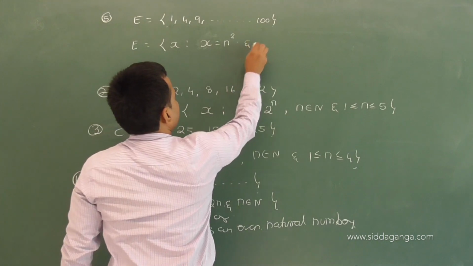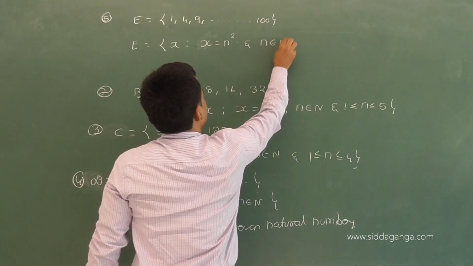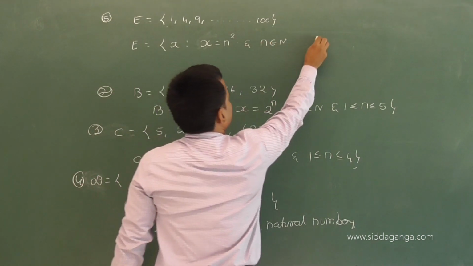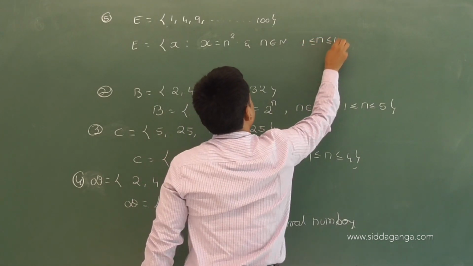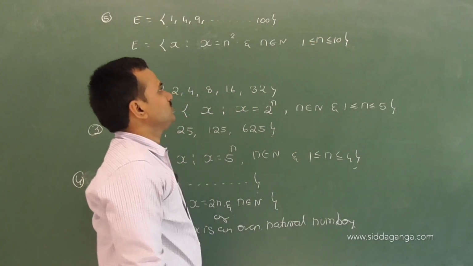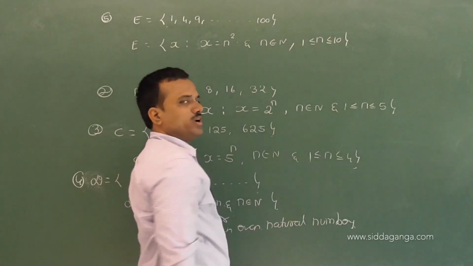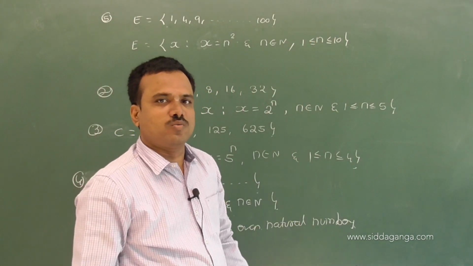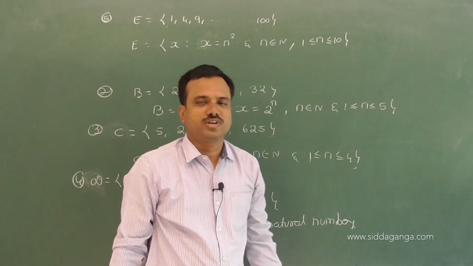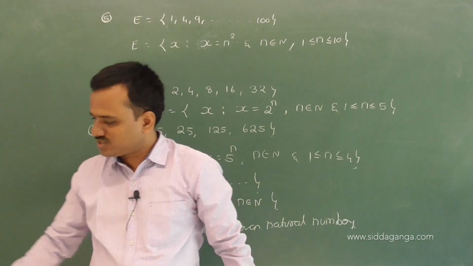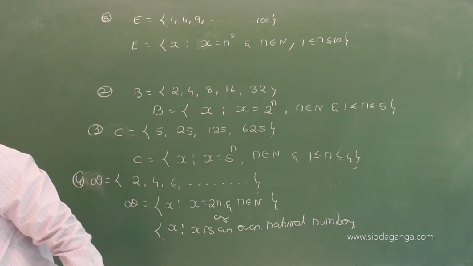And n belongs to N, and n is greater than or equal to 1, less than or equal to 10. So n is greater than or equal to 1, and less than or equal to what? 10. So this completes the fourth line.